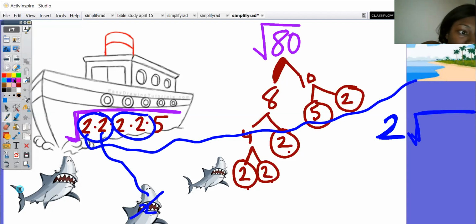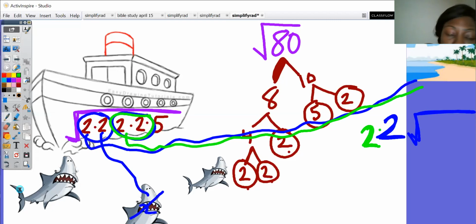Now these 2 2s got together. Let me use a different color. Now these 2 2s get together. One swims and makes it to the island. So we write another 2 on the outside of the radical. And then this other 2 swam and got ate by a shark, okay?